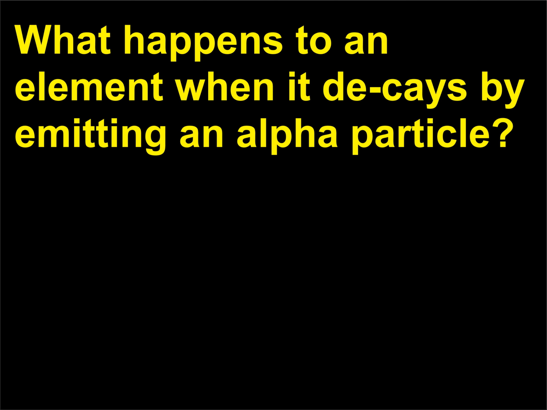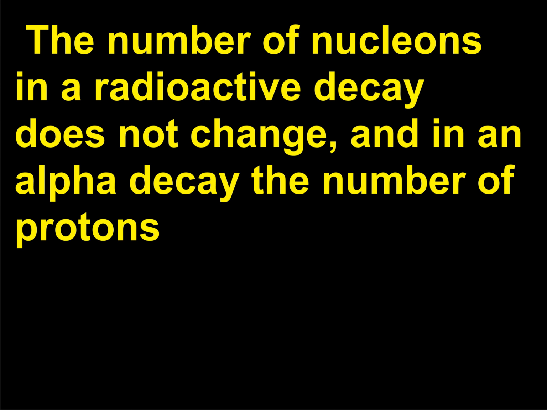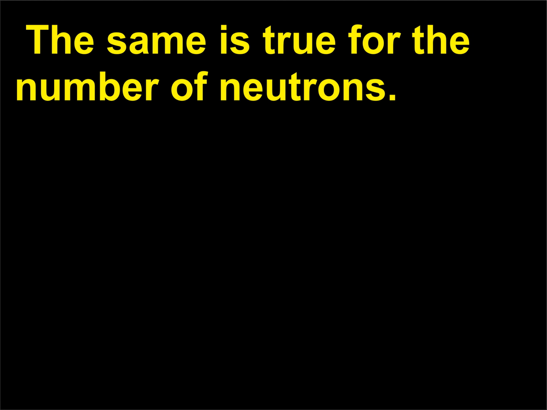What happens to an element when it decays by emitting an alpha particle? The nucleus that results from a radioactive decay is called the daughter. The number of nucleons in a radioactive decay does not change, and in an alpha decay the number of protons of the original must equal the number of protons in the daughter plus the number of protons in the alpha. The same is true for the number of neutrons.